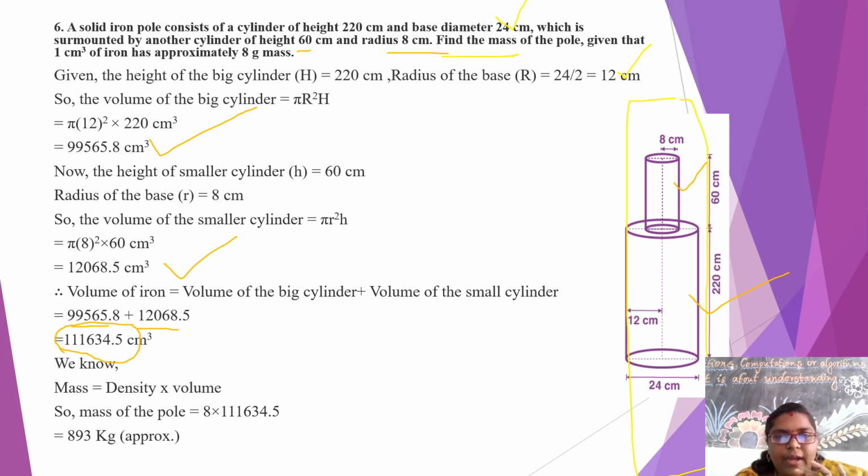Right? One extra piece of information they have given: find the mass of the pole given that 1 centimeter cube of iron has approximately 8 gram mass. So mass is equal to density into volume. Density multiplied by volume will give you the mass. So here we will find 8 into the volume we have found. If you multiply that, we will get 893 approximately. Clear?